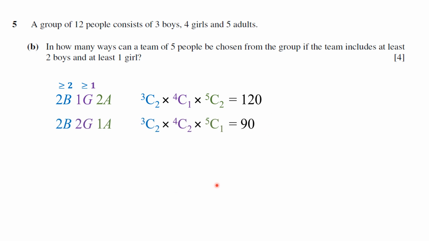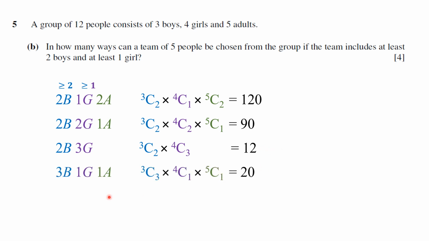Whereas if you have 2 boys and 2 girls, that will leave us with 1 adult for them to add up to 5. So our arrangement for this is, out of 3 boys, we choose 2, multiplied by 4 girls, choose 2, multiplied by 5 adults, choose 1, and we're going to have 90 ways. And we can also have 2 boys and 3 girls. So we're going to have 3 combination 2 multiplied by 4 combination 3, and that will be equal to 12.